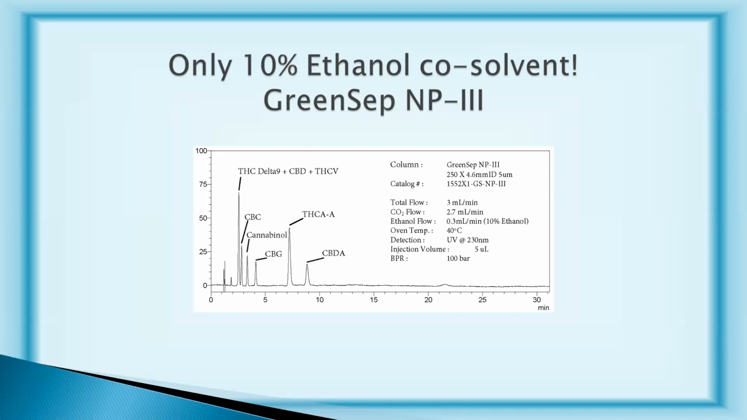We're able to get the separation of THCA and CBDA in less than 10 minutes, and the two chromatograms look very similar. The main difference is we're only using 10% ethanol in this example. So again, using the stationary phase to try to maintain the green nature of SFC. This is really important for preparative separations where you're using a lot of solvent, and potentially a lot of co-solvent.